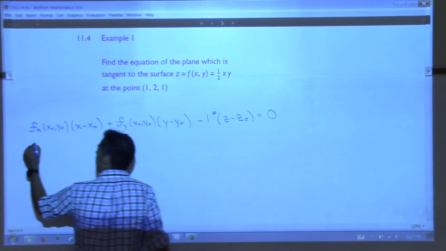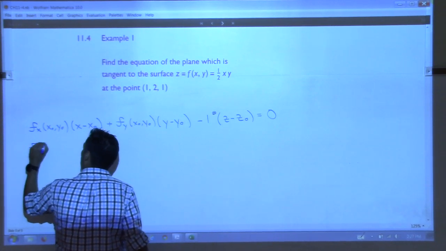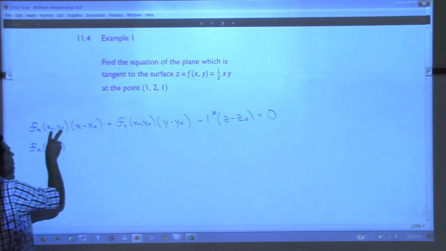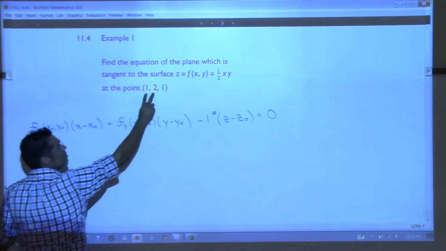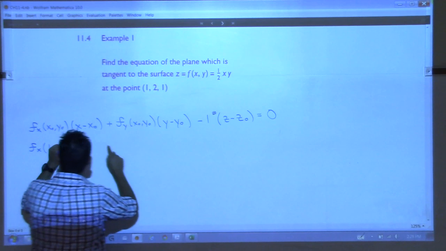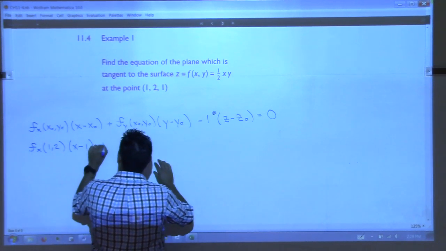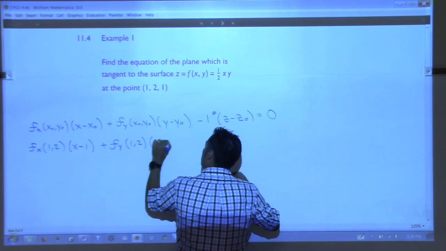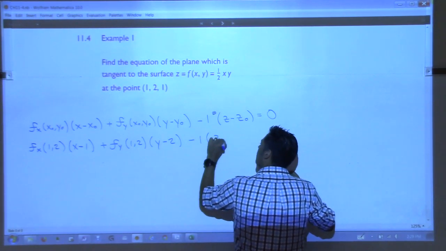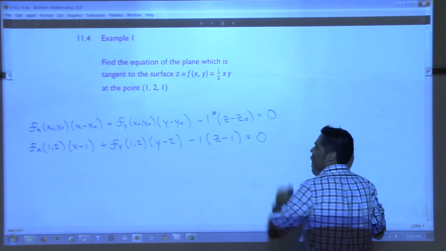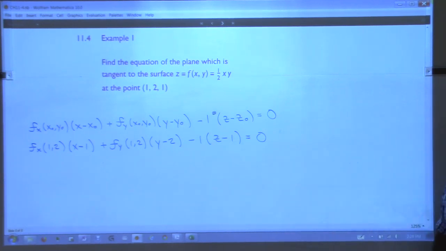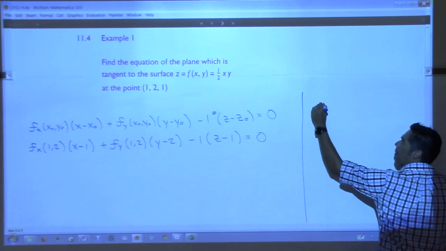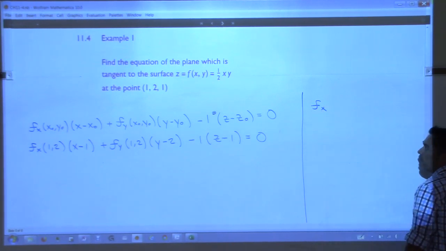So I'm going to start filling out the rest of this. This is partial of f with respect to x at 1, 2. All I need for this formula is the x naught and y naught, which are those two numbers. And then here, x minus 1 plus partial of f with respect to y at 1, 2, and then y minus 2, minus 1, z minus 1 equals 0. So that's just plugging and chugging, right? How about some partials? We need them, right? So let's do them over here. Partial of f with respect to x. What's that?